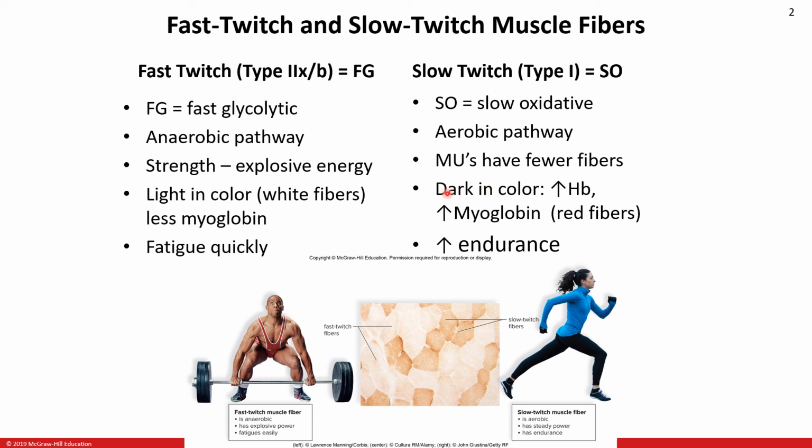The slow twitch also are going to be darker in color. That's because they're going to have more hemoglobin and myoglobin. Hemoglobin surrounding, and a lot more myoglobin inside the fibers that are making them red. And this is going to promote our endurance.